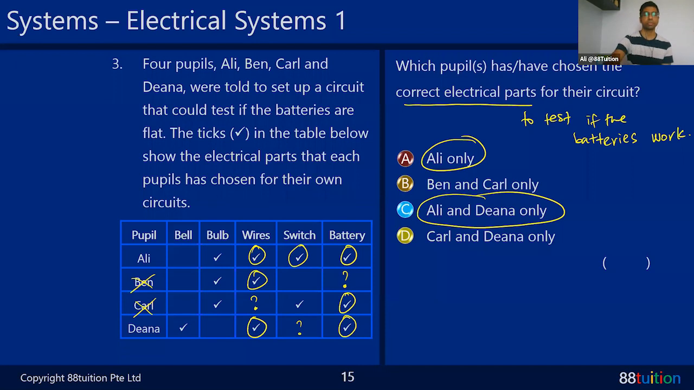Those of you who know the switch is not needed will know that Deana can also conduct the experiment. But then they might think, oh, she doesn't have a bulb either. Do you need a bulb? As long as the battery can connect to a component that can switch on a light or a sound, it's okay. So Deana doesn't have a switch, it's okay. She doesn't have a bulb, it's okay, because she has a bell. And the bell can be made to ring if the battery is connected.